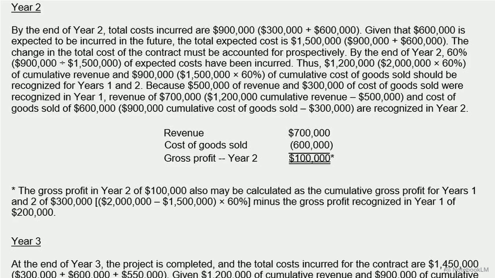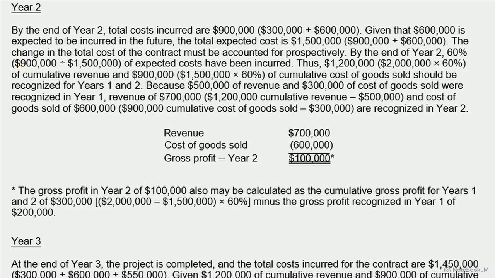Fast forward to the end of year two. Looking at the updated data, total costs incurred to date have now reached $900,000. But more importantly, the contractor now expects they will need to spend another $600,000 to finish the bridge. Adding the $900,000 already spent to the $600,000 expected pushes our total expected cost up to $1.5 million. We run the formula with our updated numbers. $900,000 divided by the new $1.5 million denominator means the project is 60% complete.